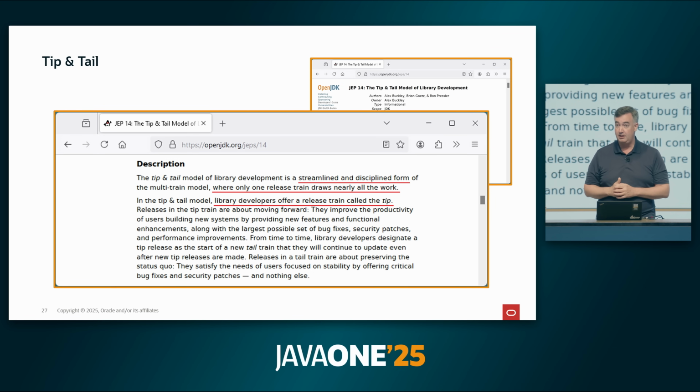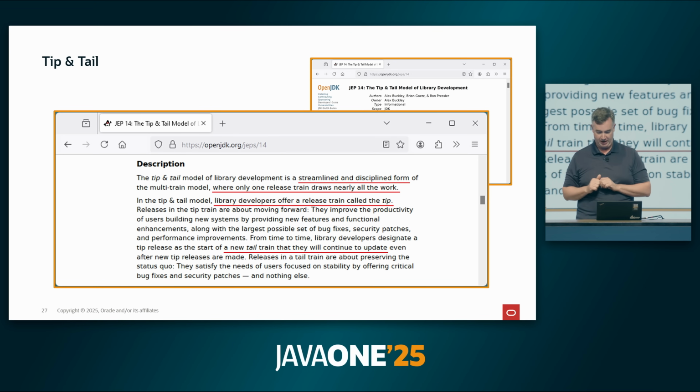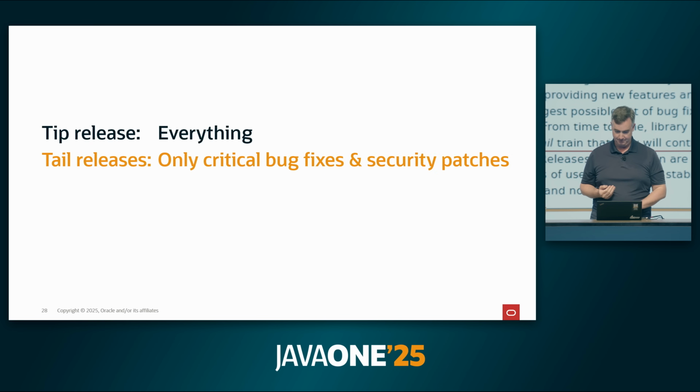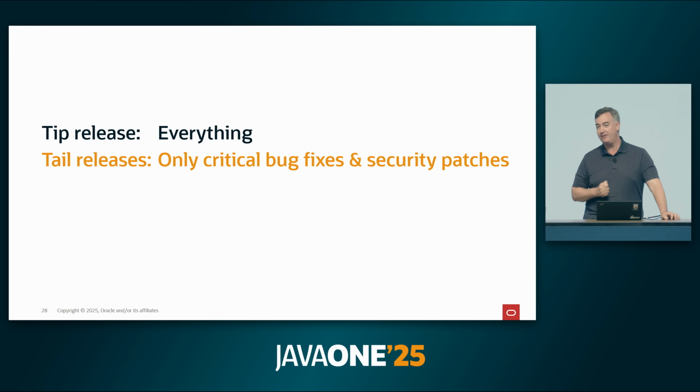From time to time, library developers designate a tip release as the start of a new tail train that they will continue to update even after new tip releases are made. Releases in a tail train are about preserving the status quo. They satisfy the needs of users focused on stability by offering critical bug fixes and security patches and nothing else. So the tip release of a library gives you everything. Tail releases contain only critical bug fixes and only security patches.